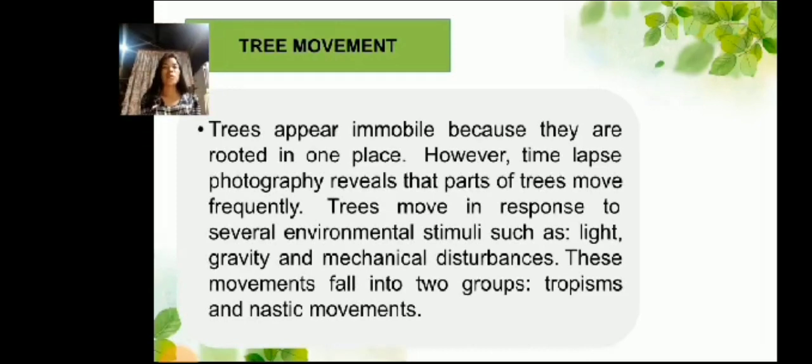Next is tree movement. Trees appear immobile because they are rooted in one place. However, time-lapse photography reveals that parts of trees move frequently. Trees move in response to several environmental stimuli such as light, gravity, and mechanical disturbances. These movements fall into two groups, which are tropisms and nastic movements.